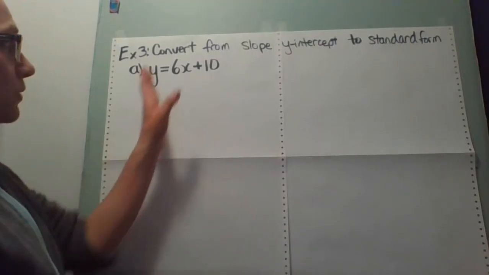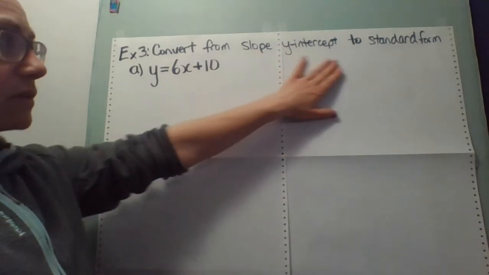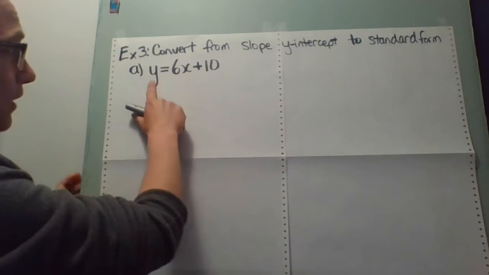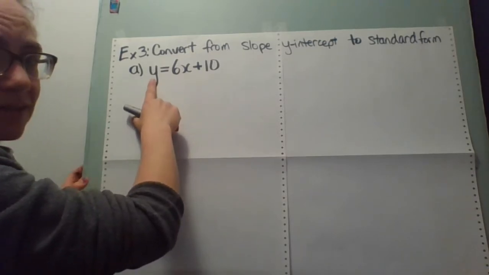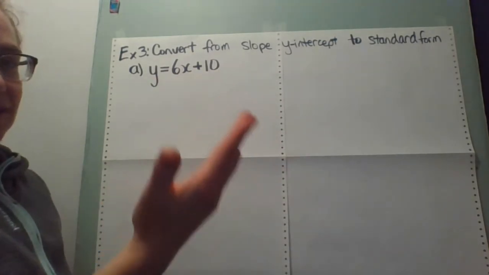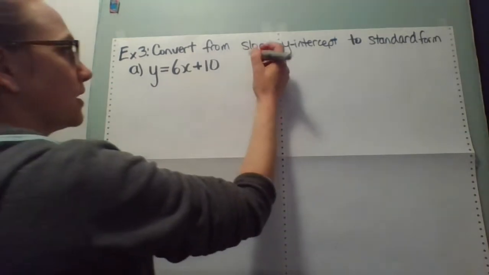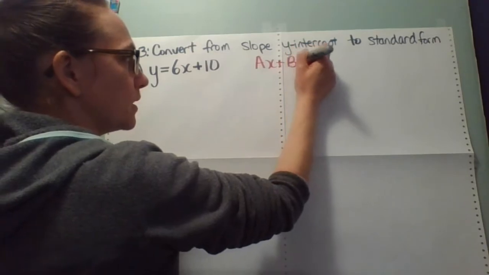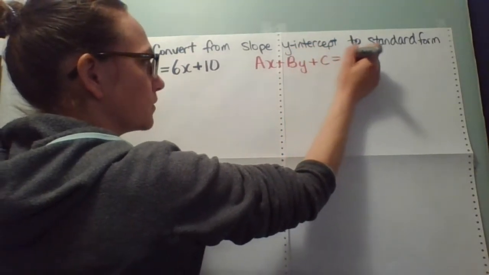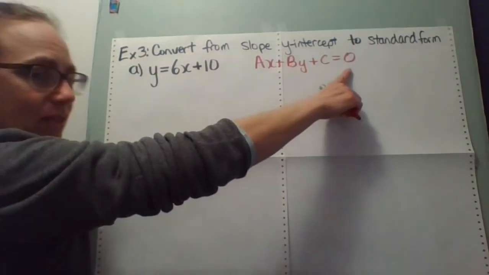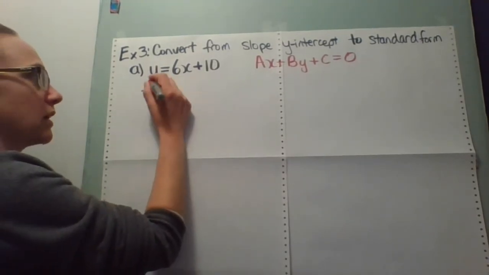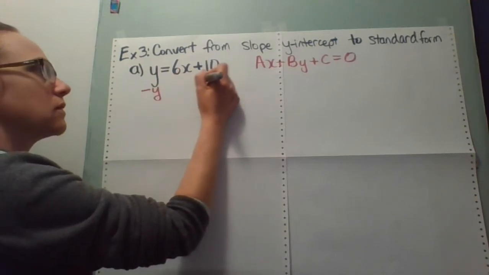Okay, let's look at example 3. This time I want to convert from slope y-intercept form into standard form. This one's pretty straightforward because slope y-intercept, I've only got one thing on this side, and standard just means get 0 equal to everything. So remember, standard is ax plus by plus c equals 0. Well, to get everything equal to 0, let's just move the y. So let's subtract y from both sides.